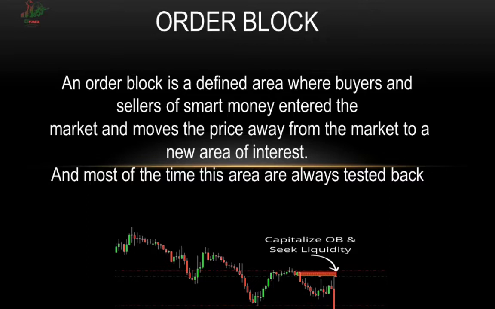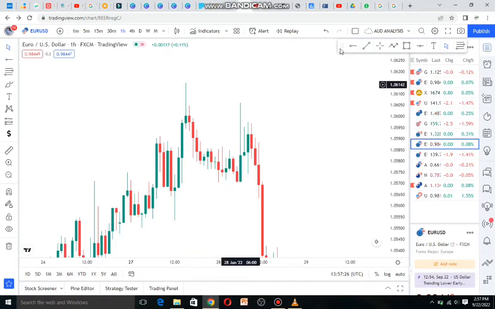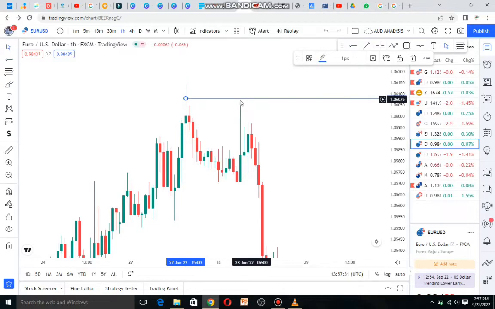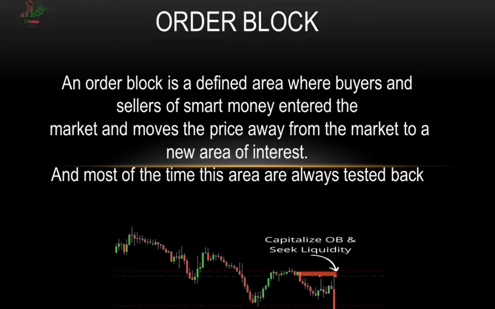They are just large capitals, big capitals sitting in a particular area, and these capitals are being controlled by institutions. I'm going to be getting there, showing you how the smart money comes into place, the concept, and where all this money is seated in the market. So I will go over the definition again. An order block is a defined area where buyers and sellers of smart money enter the market and move the price away from the market to a new area of interest.